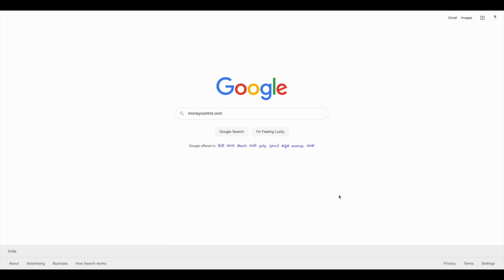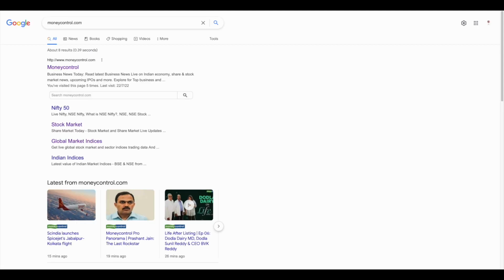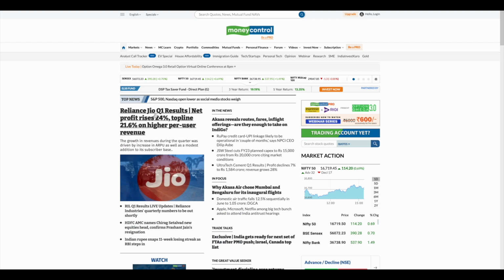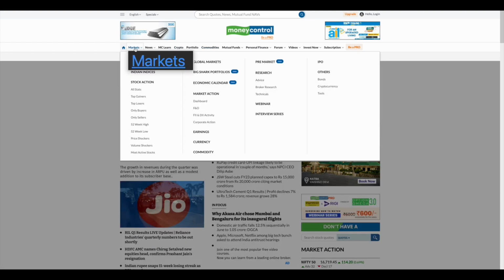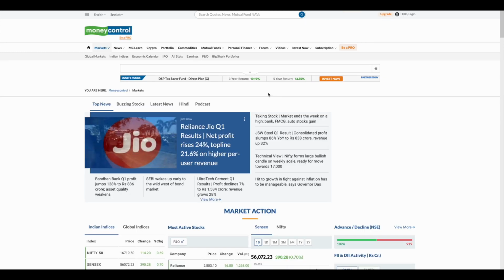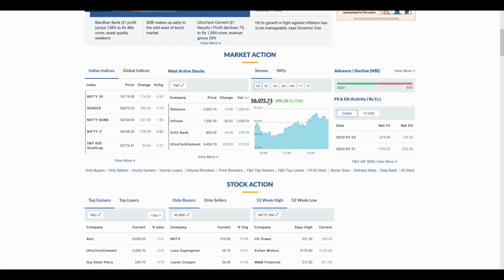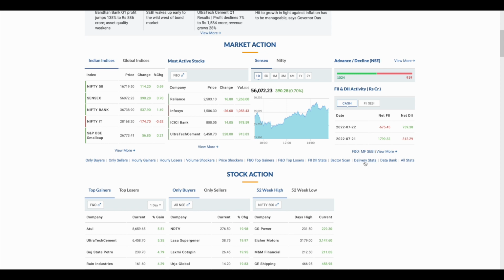Traders, the first thing that we will do is go to Google and search for moneycontrol.com. Click on enter and then we will go to this first link, Money Control. So we are on the home page. Now in this page, we will go to this section called markets. Click on this, then scroll down. Here you will find a section called delivery stats. Can you see here, delivery stats? This is what we will click.